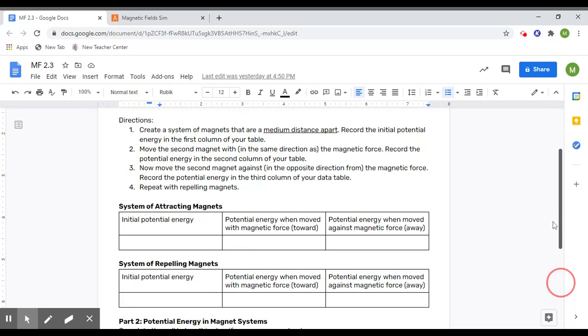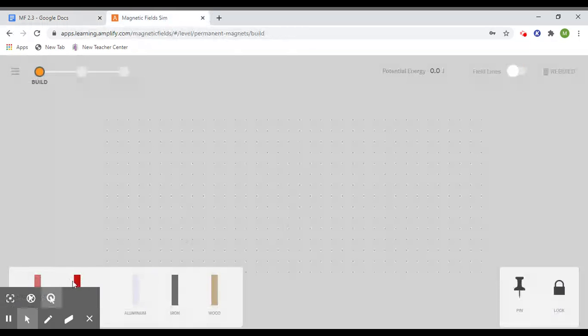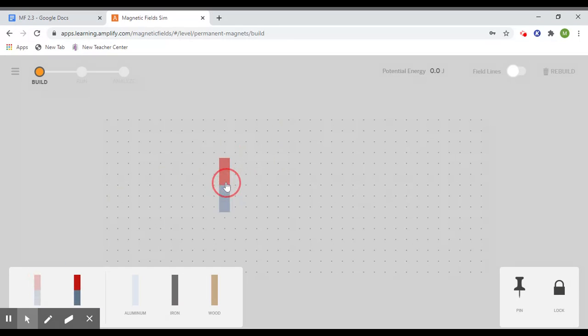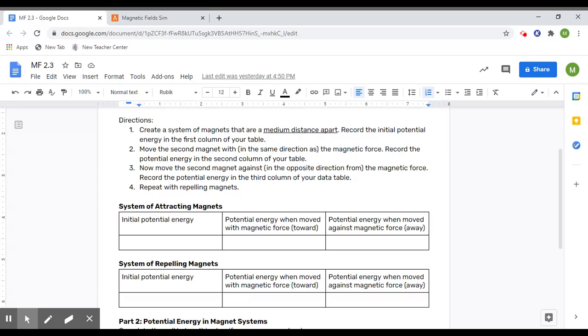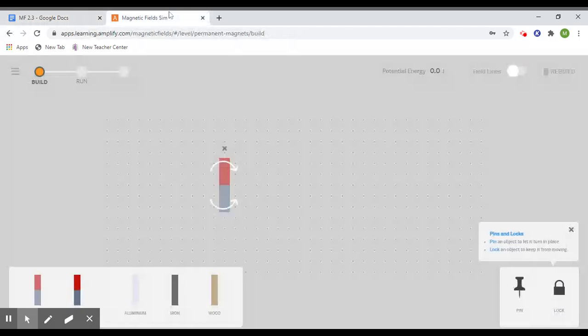So what you're going to do first is create a system of magnets. And remember that a system is interacting parts, so we're going to need more than one magnet here, a medium distance apart, and we're going to record the initial potential energy in the first column of the table. Doesn't matter if you use weak or strong magnets, but we are going to first make attracting magnets because that's the first table that we have.